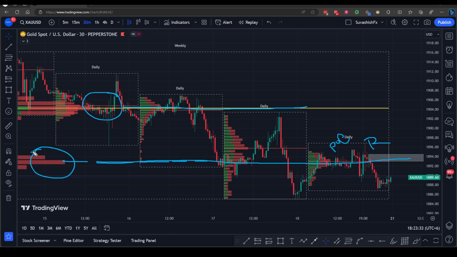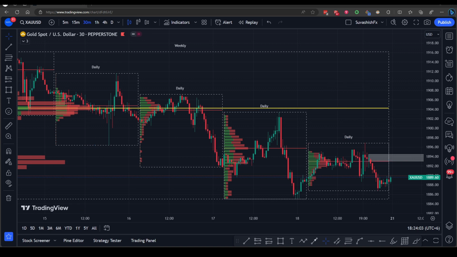So that's the two levels of institutions holding their positions. That is one, and that is the big one, that is two. That's the two levels they created. So we got these two confirmations already, like the daily POC which we marked already. That's the second one we can confirm, and the third one we can use VWAP.